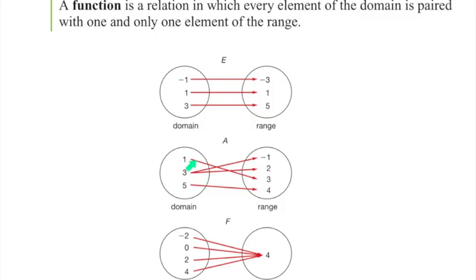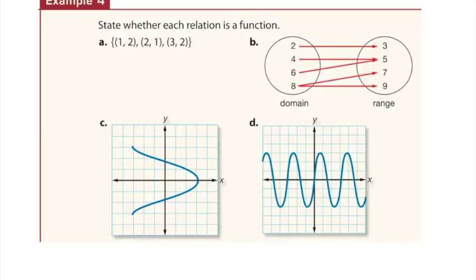Look at this one. 1 goes to 3. 3, however, goes to -1 and +2. This is not a function. This is a relation. It's not a function. We have a problem here. This one, -2 goes to 4, 0 goes to 4, 2 goes to 4, and 4 goes to 4. This is a function. It doesn't matter that they go to the same thing. It matters that each one of these only goes to one number. All right? So the top and the bottom are functions. This middle guy is not a function. The mapping diagram is really easy to see.